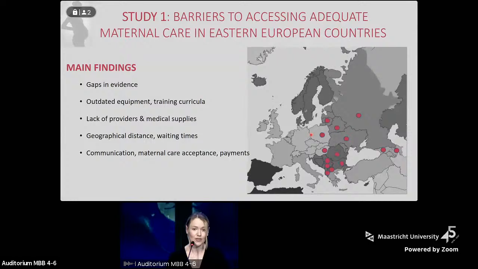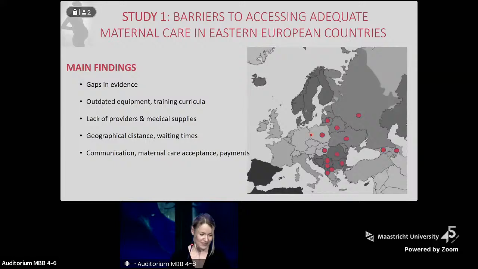There was inappropriate communication of providers found in relation to appropriateness of care. But also, some women were unaware of the importance of the use of maternal care, which was embedded into cultural aspects. Finally, the most important barrier was found, the inability to pay for care in Eastern Europe.